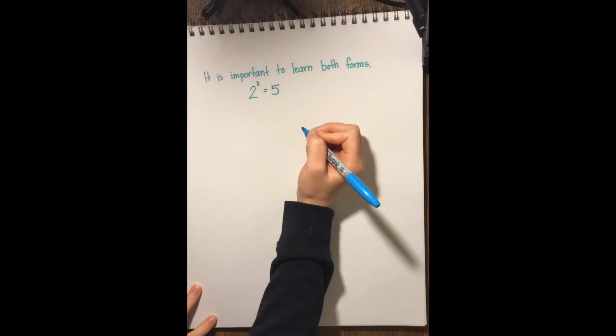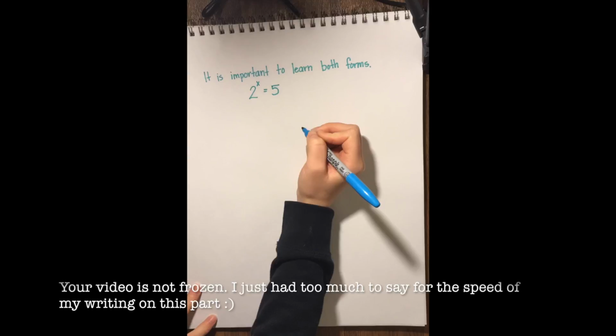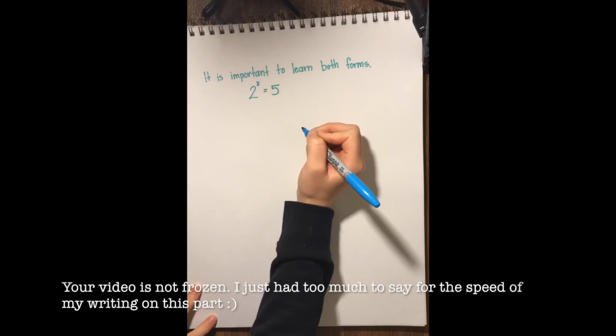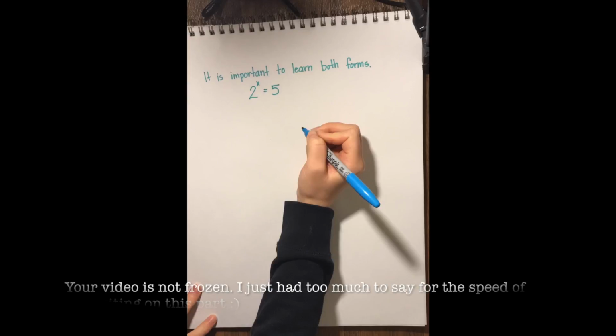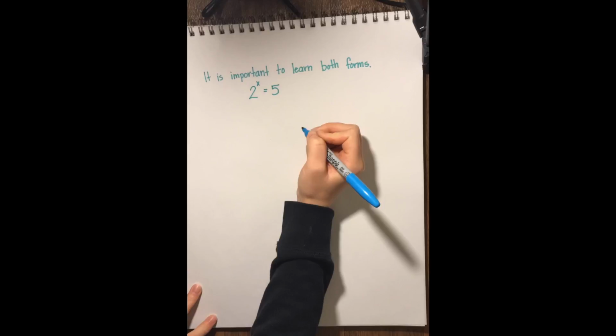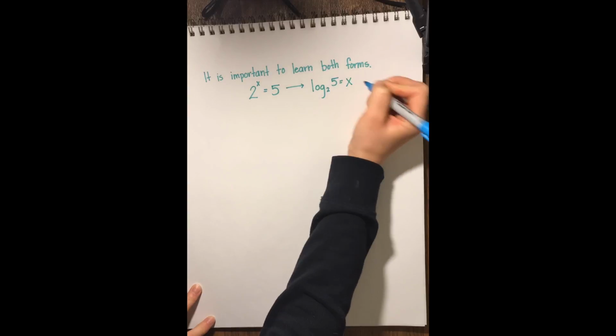But what happens when you have an example like 2 to the x equals 5? We know that 2 squared is 4 and 2 cubed is 8, so it has to be somewhere in the middle of 2 and 3. Without logarithms, we would have to guess and check to find the solution. An example like this is where logarithms come in handy. Let's write it in logarithmic form. Log base 2 of 5 equals x.